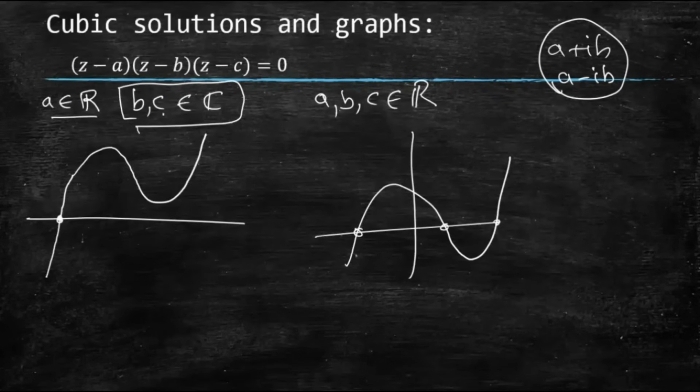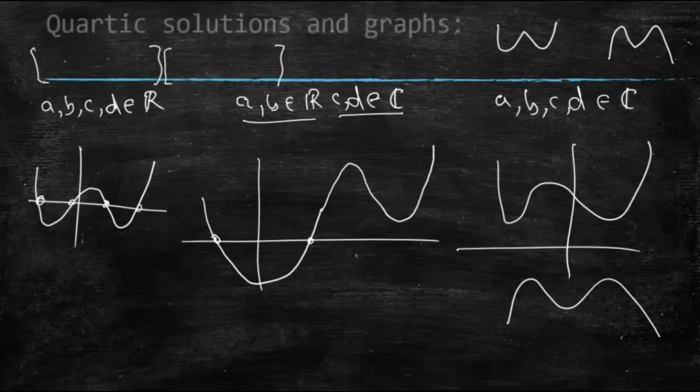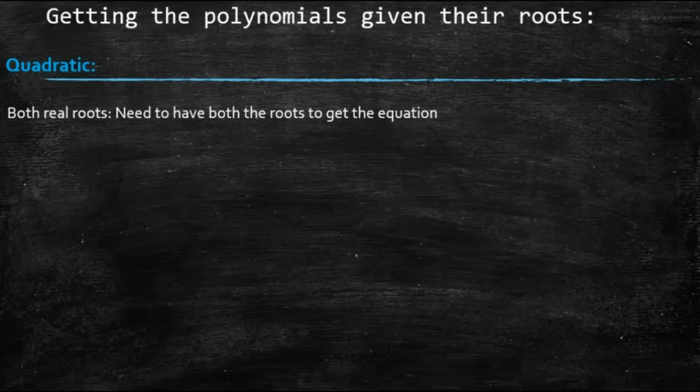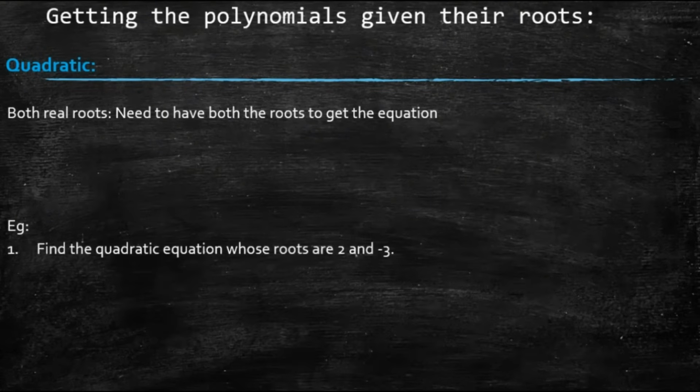Now let's move on to the next. How to get the polynomials using roots. That is, you are given the roots. How do you get the quadratic, cubic, or quartic? For quadratic, both real roots, you need to have both the roots given. For example, you can find the quadratic equation whose roots are 2 and 3. In this case, you can easily find the quadratic like x minus 2 times x minus 3.